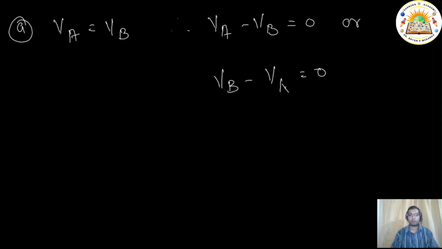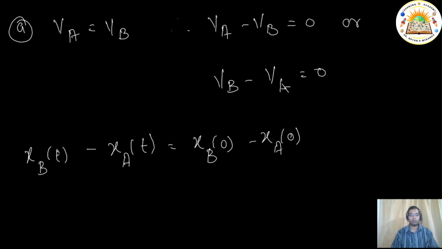So in the first case, we are going to take the velocity to be the same. VA is equal to VB. So therefore, VA minus VB is equal to 0, or VB minus VA is equal to 0. Either way, since the velocities are the same, you're going to get 0. So what will the expression boil down to? Let's say if I take XB of t minus XA of t, it will be equal to XB of 0 minus XA of 0. So there is no velocity component at all.